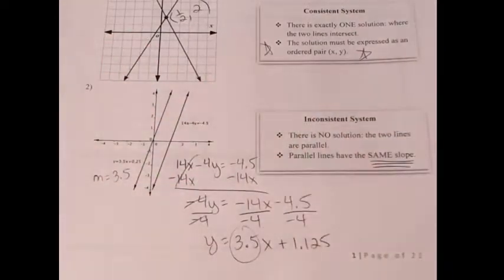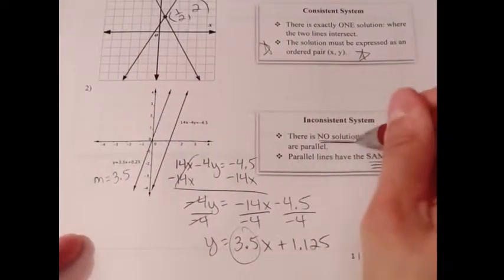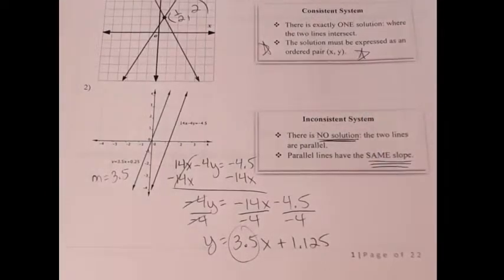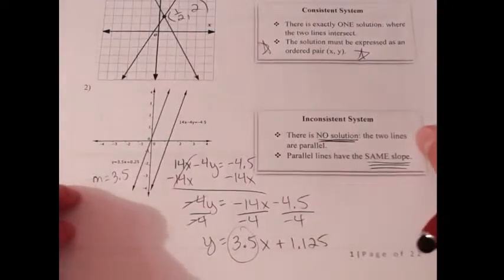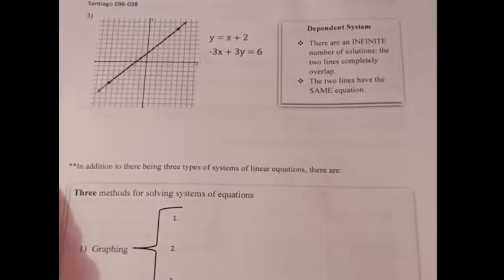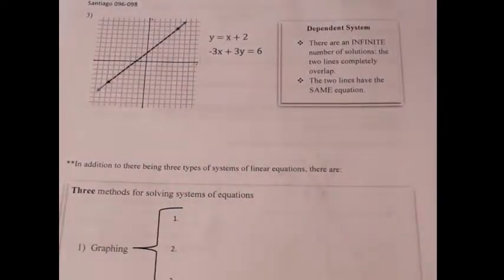So if this ever happens, there's no solution, okay? They do not cross anywhere, so there can't be a solution. Inconsistent system, no solution. Let's turn the page. Next, we have something called a dependent system. And this one's actually pretty interesting because it's not something that we really think about all that often.